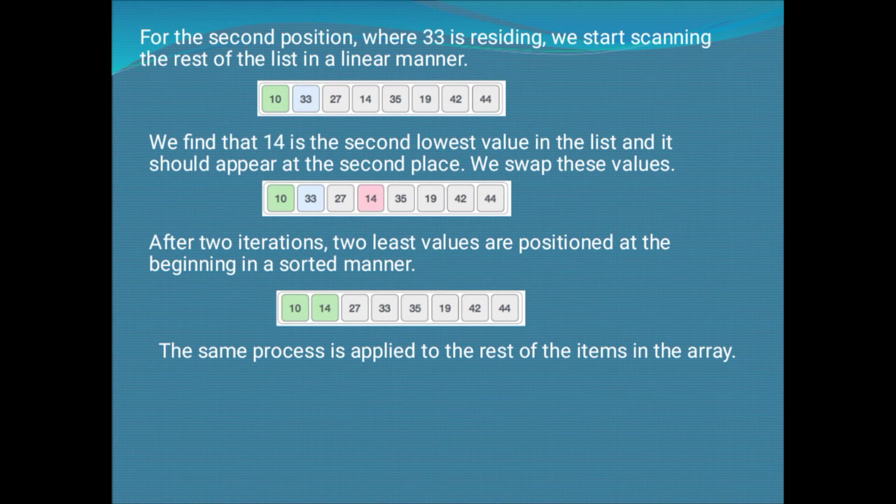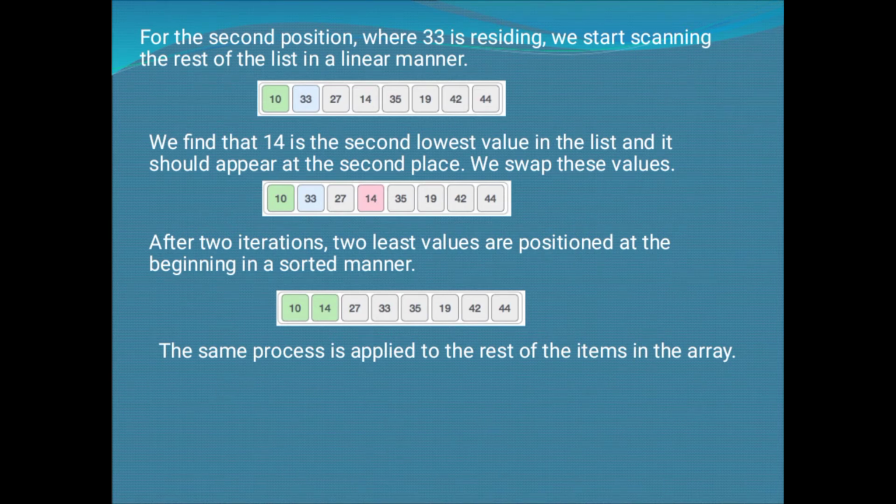10 is at the 0th location, 14 is at the 1st location, 27 is at the second location. So I will swap 19 into the second location and 27 will go to the 19 position, that is where the 19 element is stored. Now after this swap my list will become 10, 14, 19, 33, 35, 27, 42 and 44.